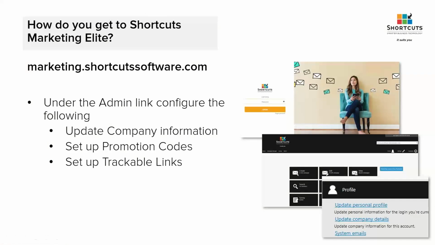So once your Shortcuts is set up with discounts and customers, where do you go to start building campaigns? With standard Shortcuts Marketing, you would go to the cloud. But with Shortcuts Marketing Plus or Shortcuts Marketing Elite, you're actually going to our website, marketing.shortcutsoftware.com. And once you log in, there's a few things you want to configure here as well. And this is in particular to your business information. So once you log in with your username and password, and we, as in Shortcuts Education or Shortcuts Professional Services, have to create an account for you if you're interested in this.